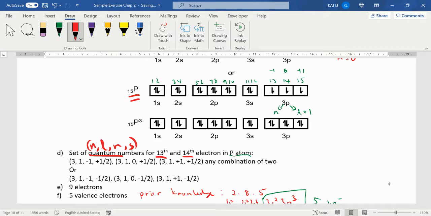For 13 and 14, you can write any combination of the two. But remember, if you want to write the combination of two, you must choose the same spin. If it's clockwise, you choose positive. If anti-clockwise, you choose negative. Because when we fill in, we cannot put in anti-clockwise and then clockwise. It is incorrect.